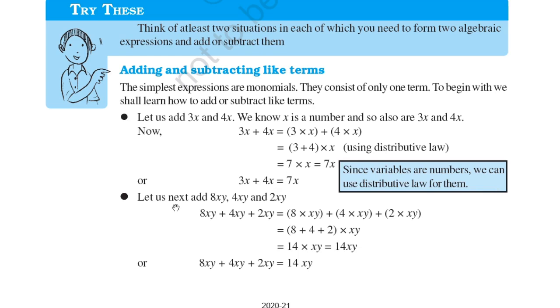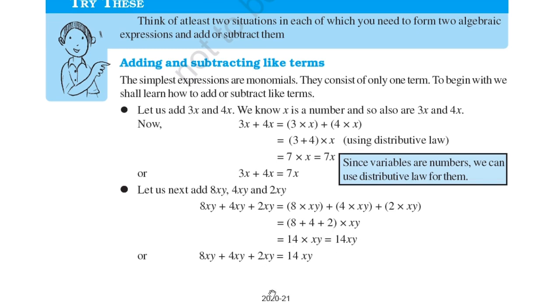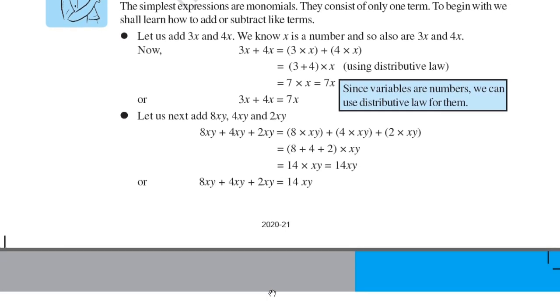Let us try to add 8xy, 4xy and 2xy. So we are adding these. We are separating them and taking xy common. 8 plus 4 plus 2 will give 14xy. So 8xy plus 4xy plus 2xy is equal to 14xy.